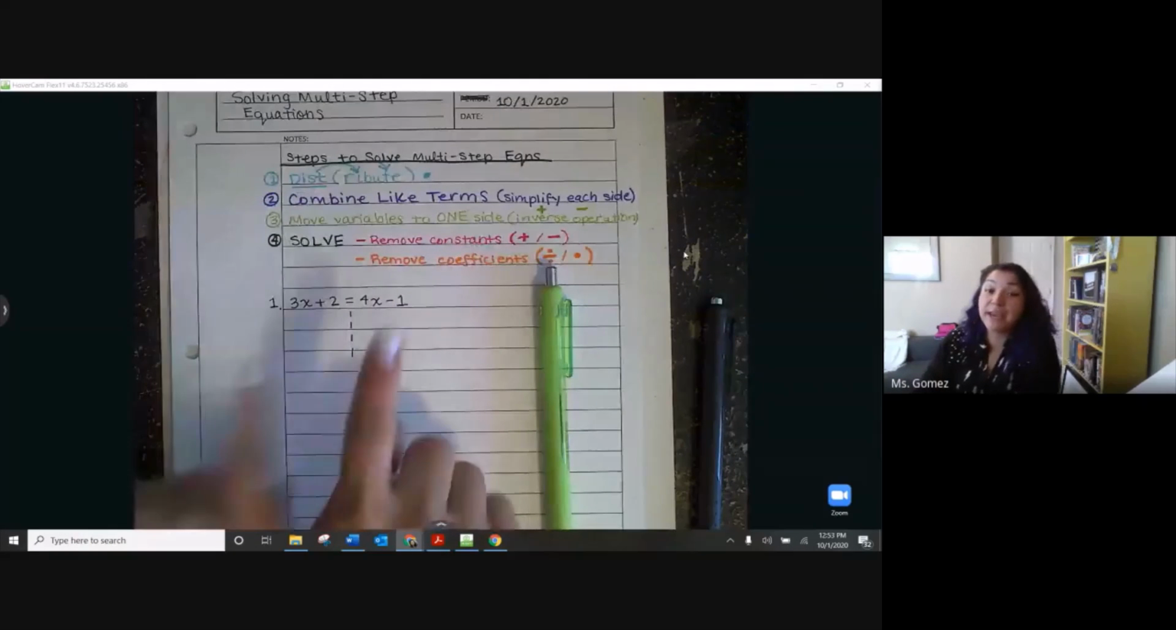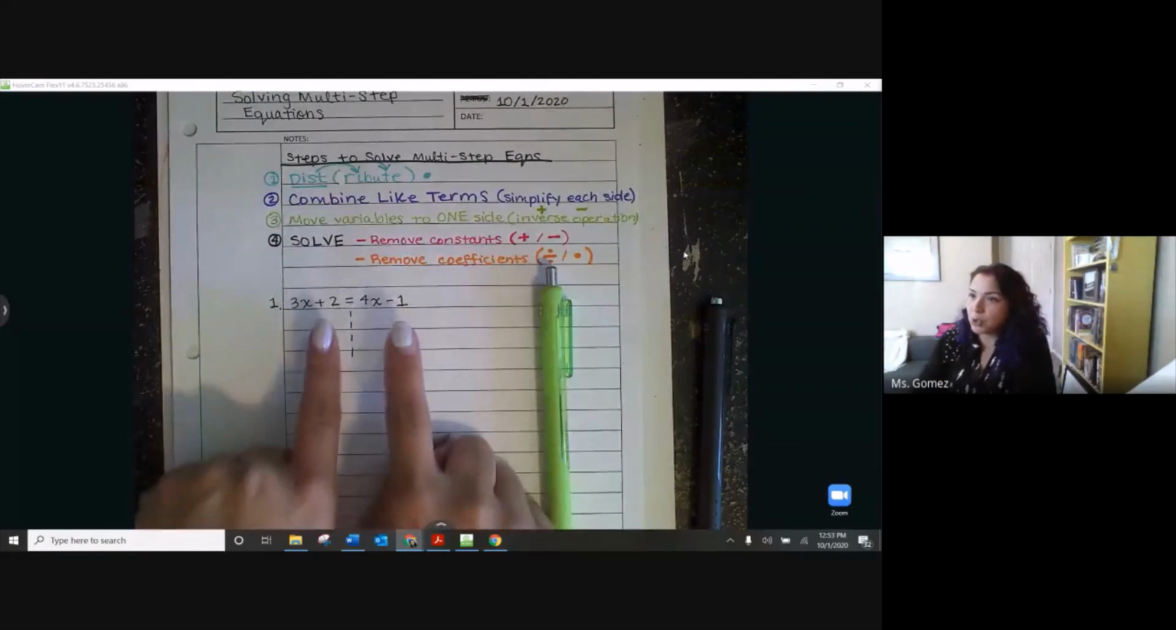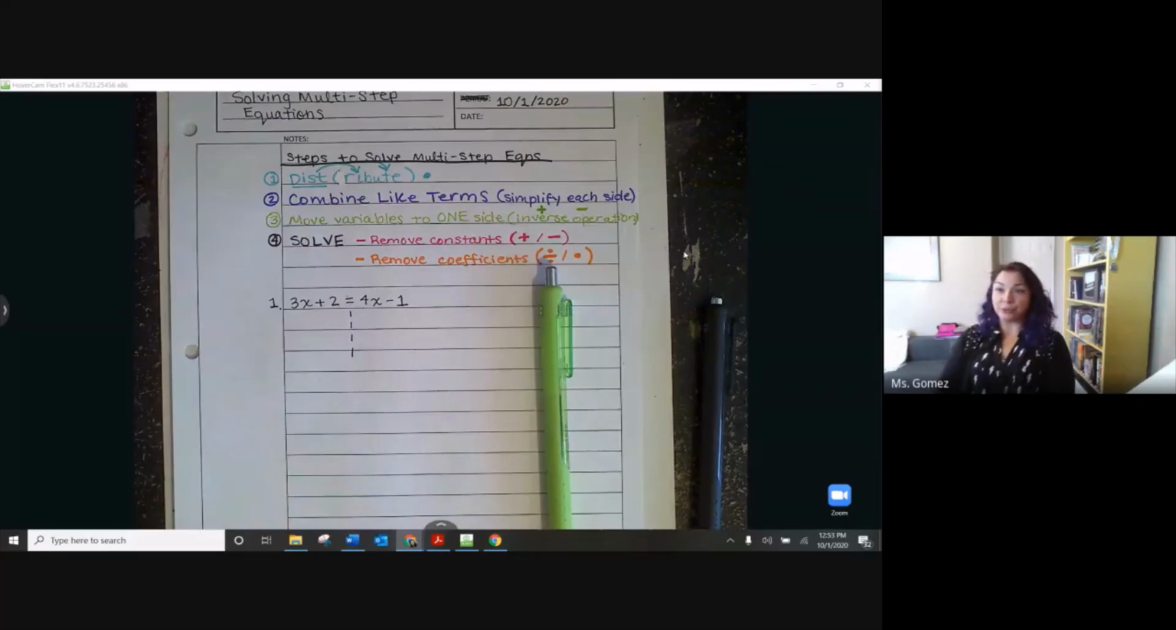Do I have variables on both sides of the equal sign? Yes or no? Do I have variables on both sides? Yes, yes, there we go. So now we're finally at a step we could do something.